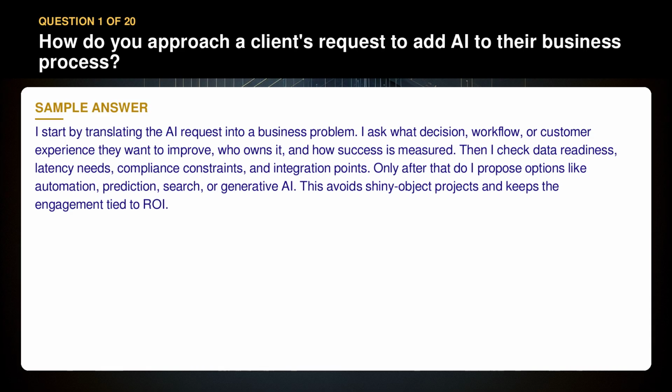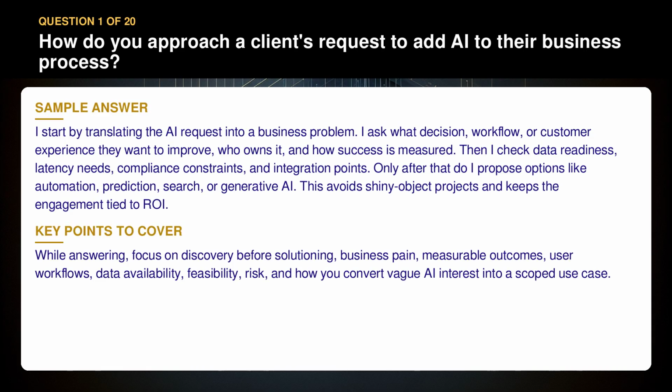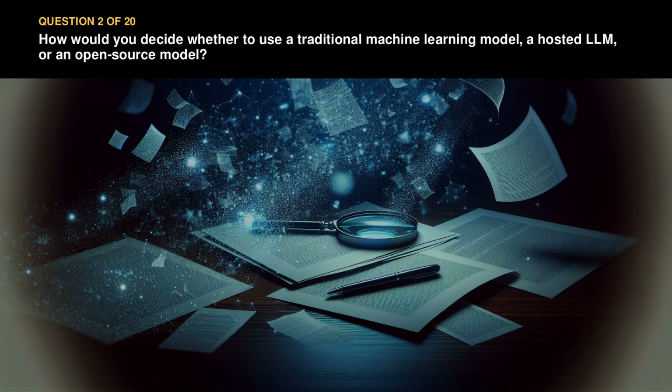Only after that do I propose options like automation, prediction, search, or generative AI. This avoids shiny object projects and keeps the engagement tied to ROI. While answering, focus on discovery before solutioning. Business pain, measurable outcomes, user workflows, data availability, feasibility, risk, and how you convert vague AI interest into a scoped use case.